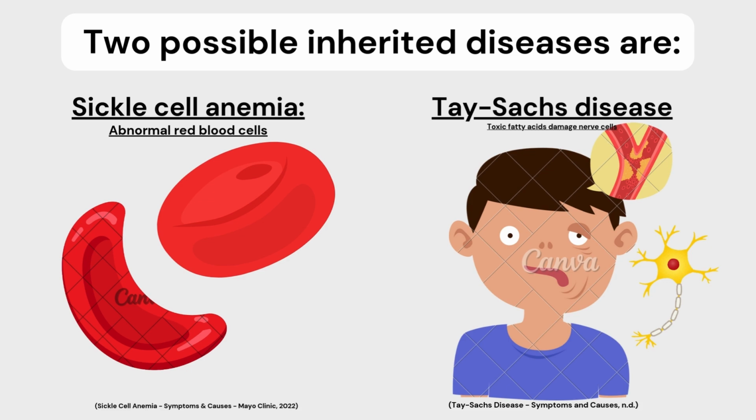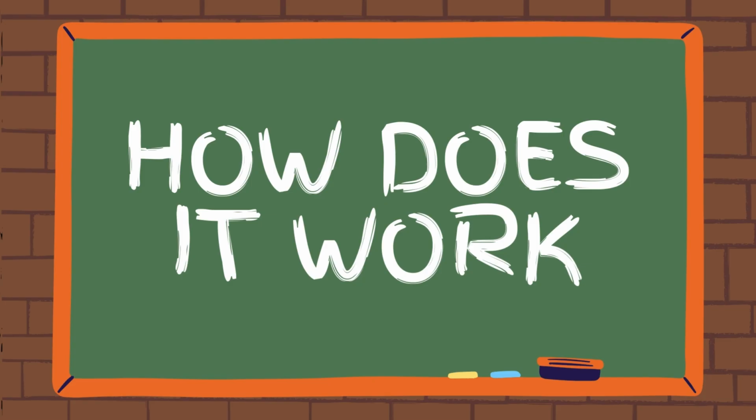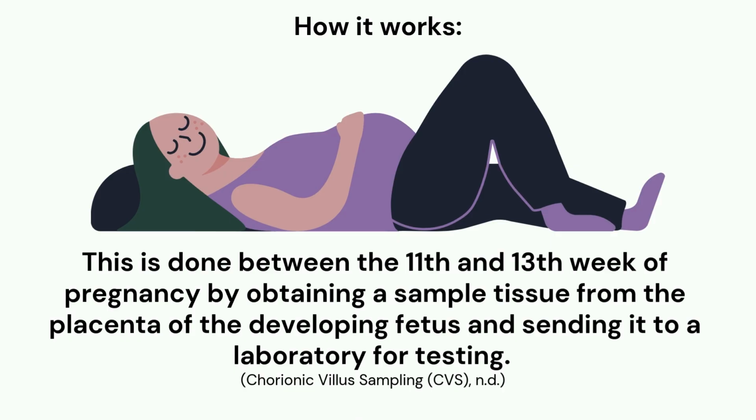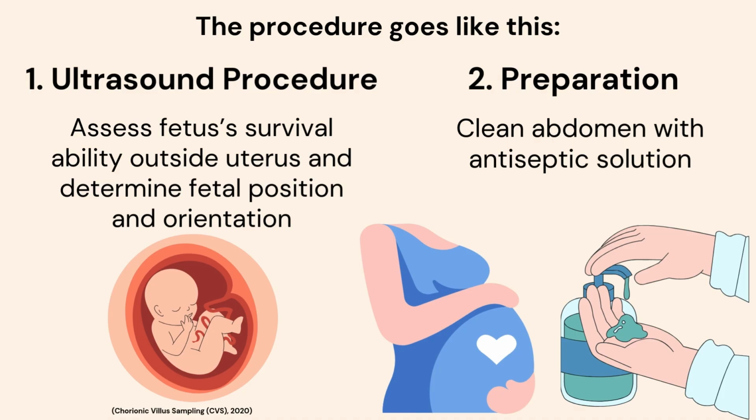Now that the basics are covered, let's dive in! First thing I want to cover is how it works. Being a widely used prenatal test, CVS helps detect genetic abnormalities by analyzing placental tissue samples. This is done between the 11th to 13th week of pregnancy by obtaining a sample tissue from the placenta of the developing fetus and sending it to a laboratory for testing. The procedure goes like this.